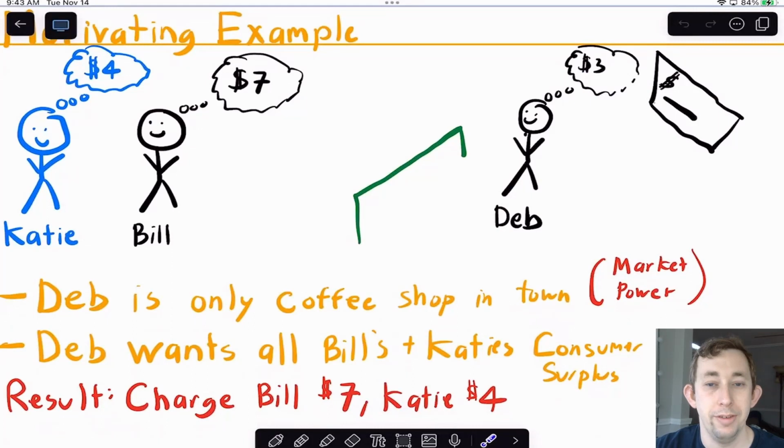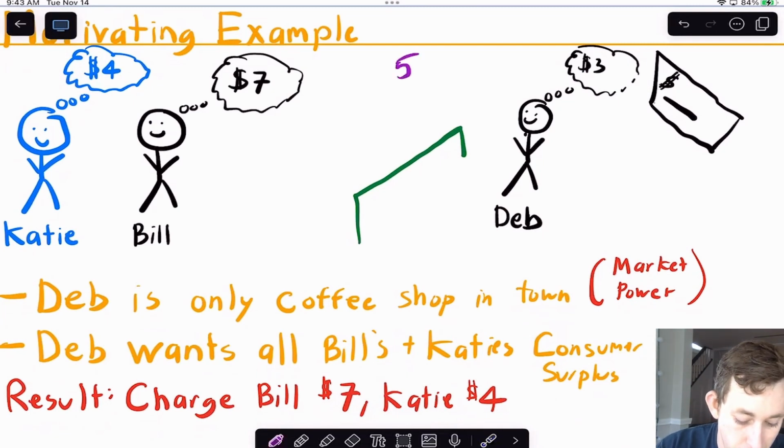For our motivating example, if you remember, we did an example in consumer and producer surplus where we were talking about a coffee shop, where Deb owned a coffee shop and Bill and Katie were walking into the coffee shop. And we said that if the price was something like $5, then Deb, who is willing to sell the coffee for $3, has a producer surplus of $2. Bill is willing to buy the coffee for $7, so he also has a consumer surplus of $2. And so total surplus in this market would be $4.